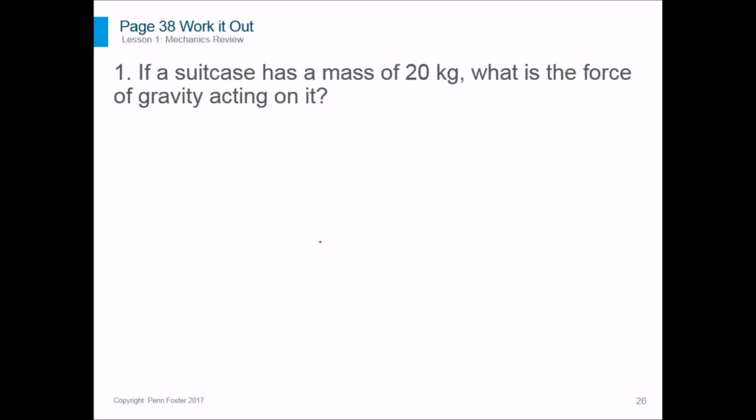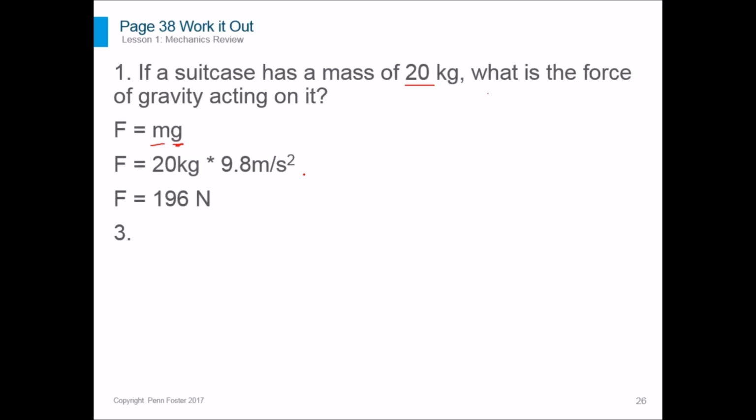So here's a couple of examples using this formula. A suitcase has a mass of 20 kilograms. What's the force of gravity acting on it? So we're saying, what's the weight of this suitcase? The force of gravity equals mass times g. So we're going to put in 20 kilograms for mass, and remember g is always 9.8. So we just put those numbers in. Force equals 20 kilograms times 9.8. The unit that goes with 9.8 is meters per second squared. And we just multiply 20 times 9.8, and that gives us 196. So that's the force of gravity on the suitcase. That means the suitcase has a weight of 196 newtons.